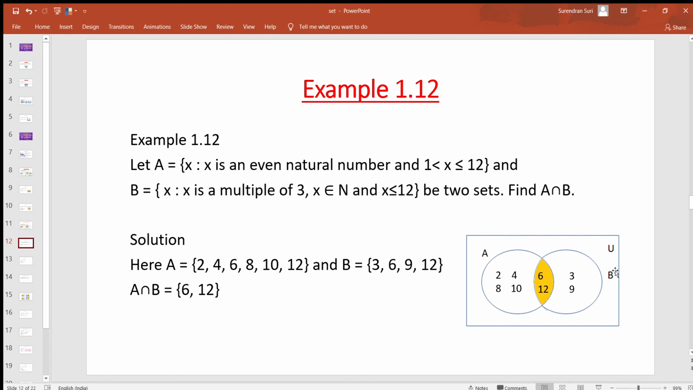They have not asked to represent it in a Venn diagram, but still I have represented it using a Venn diagram on the right hand side. Here you can see the elements 6 and 12 are present in the intersection, and the elements in sets A and B are also listed.